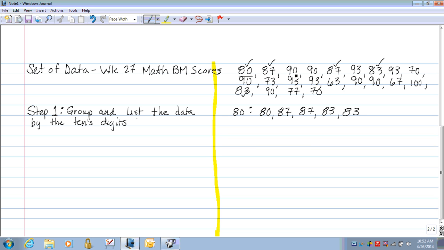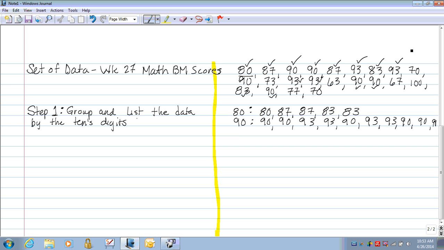My next tens digit I see are 90s, so I'm going to write 90 here. And I have a 90, so I need to write that. And I have another 90, so I need to write that. And I see two 93s here, 93, 93. I have another 90 here on the second row, two more 93s, 93, 93, 90 and 90, 90 and 90, and one more 90 on this third row.